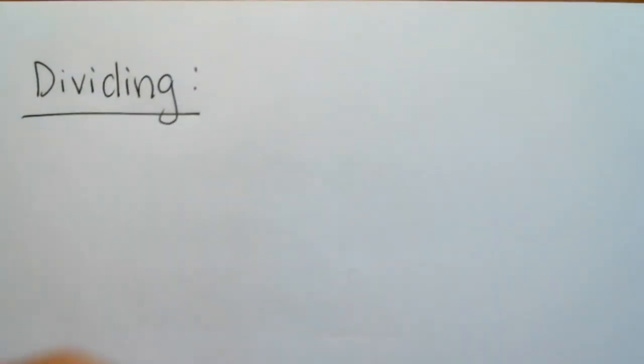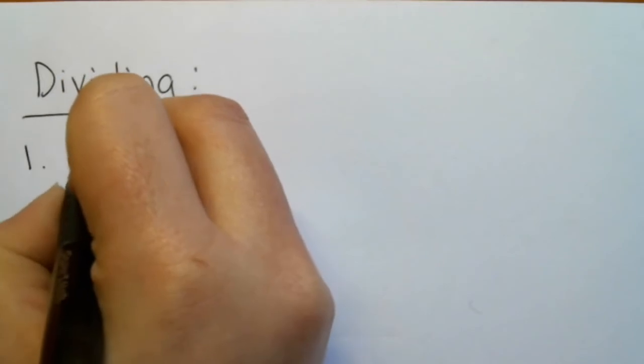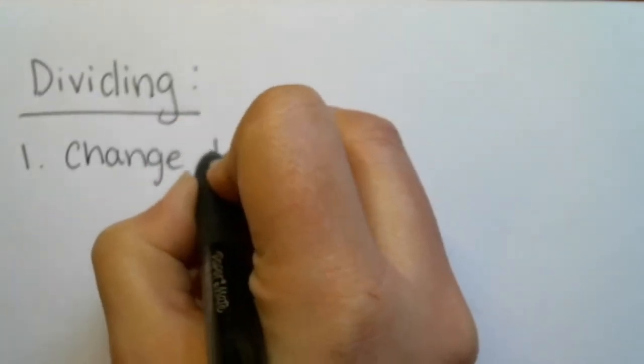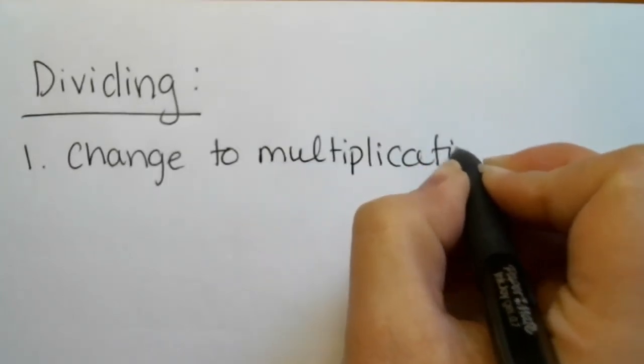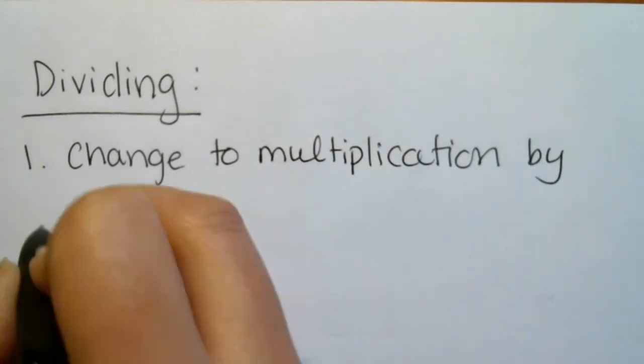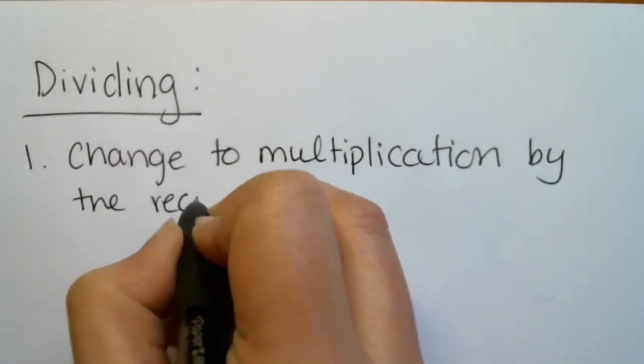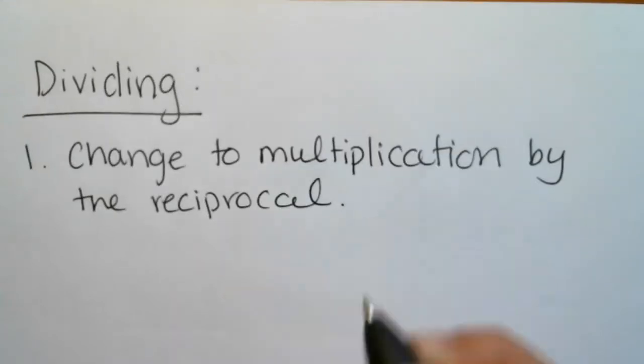Okay, so I'll just remind you of the plan. The first step is to change to multiplying by the reciprocal. Okay, now it's very important that you do this step first. What happens when students start factoring first and then changing to the reciprocal is they end up canceling things out that you don't really get to cancel when you change to the reciprocal. Okay, so it's important that you do this step first.